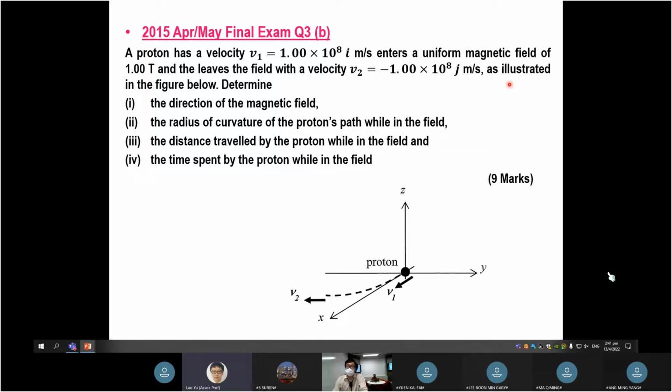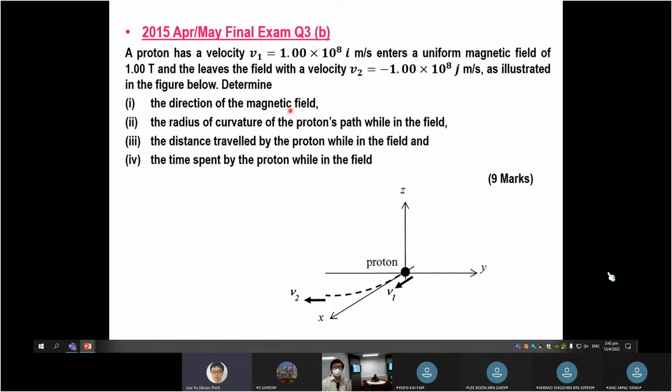Okay, so here we have a proton with a velocity equal to 1 times 10 to the 8 meters per second. It enters the magnetic field. The magnetic field only exists in a certain region of the space. So it enters the uniform magnetic field along the x direction with a magnitude given here, and then leaves this field with another velocity v2, which is along the minus y direction, as illustrated in this figure.